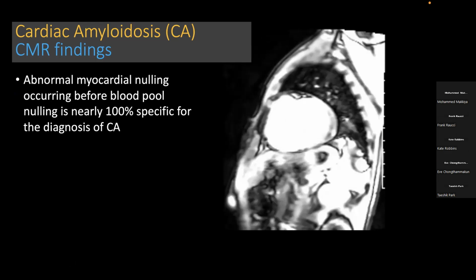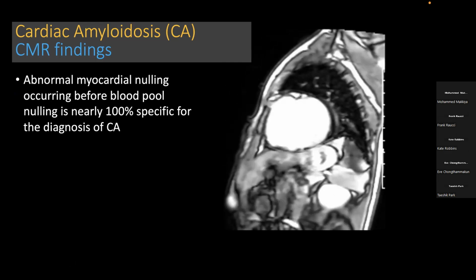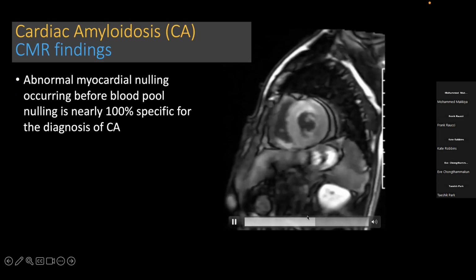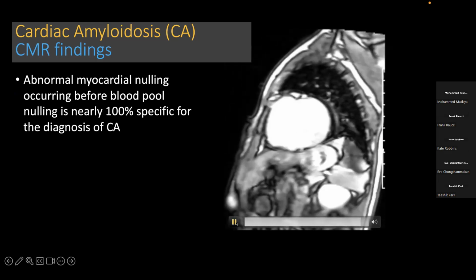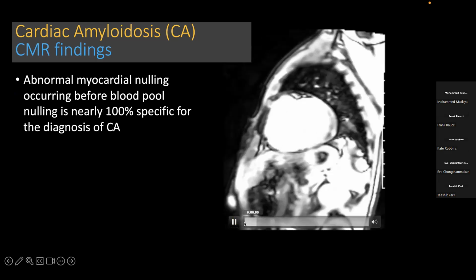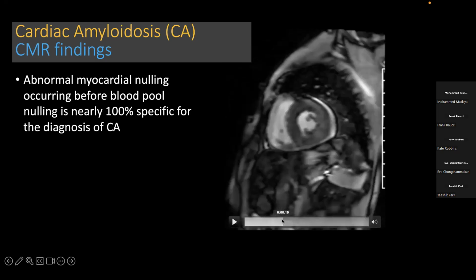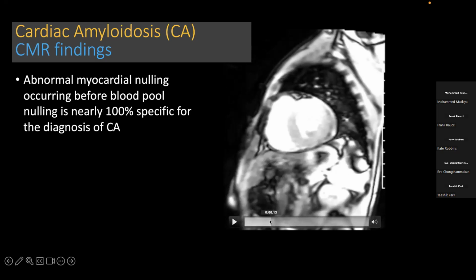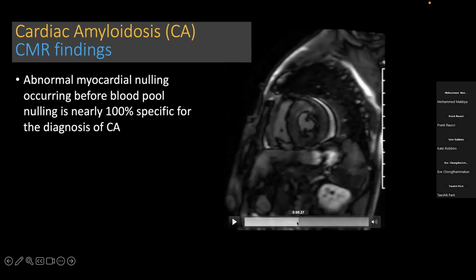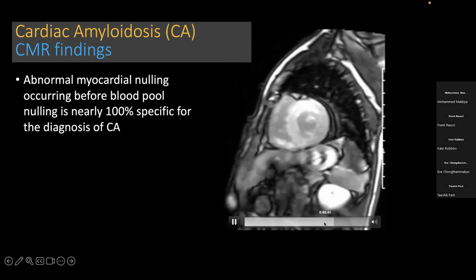This shows abnormal myocardial nulling occurring before the blood pool. It depends on so many factors, and it's challenging in some patients. But when I slow it down, you can see that when you apply the gadolinium kinetics, the nulling of the myocardium occurs before the blood pool in this patient, which is not normal.